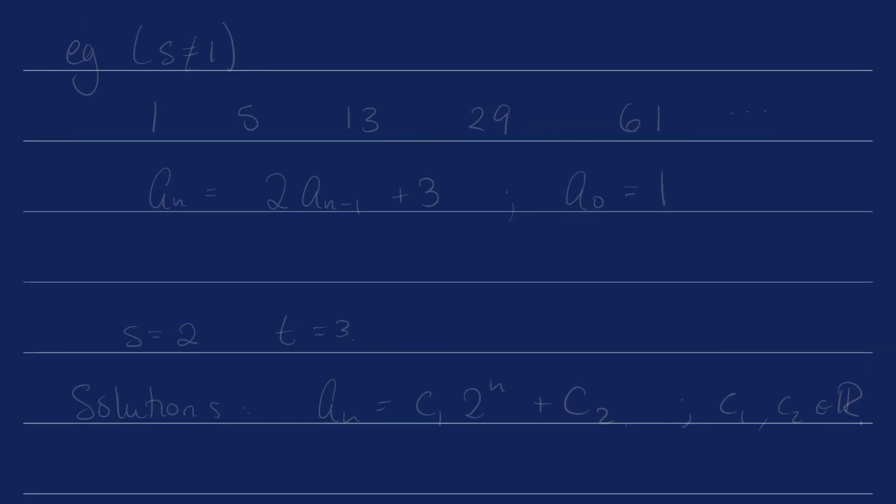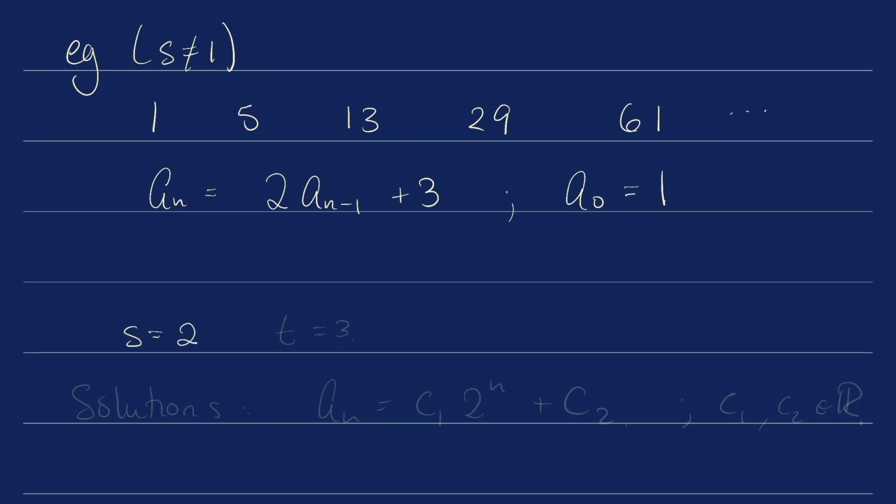Here's an example in the case where s is not equal to 1. Consider the sequence 1, 5, 13, 29, 61, etc. This can be written in terms of the recurrence relation a_n = 2 a_{n-1} + 3, where the initial condition a_0 = 1. In terms of trying to find a solution, s is going to be equal to 2 and t is going to be equal to 3. So by our result, solutions will look like a_n = c1 2^n + c2, where c1 and c2 are real numbers.